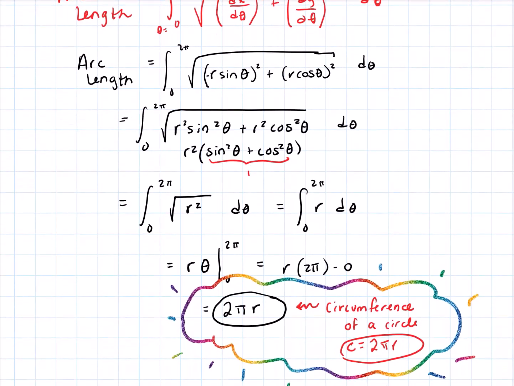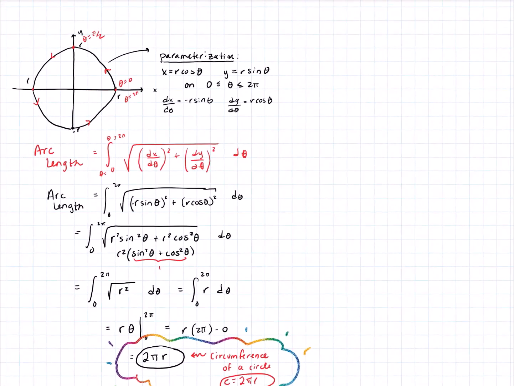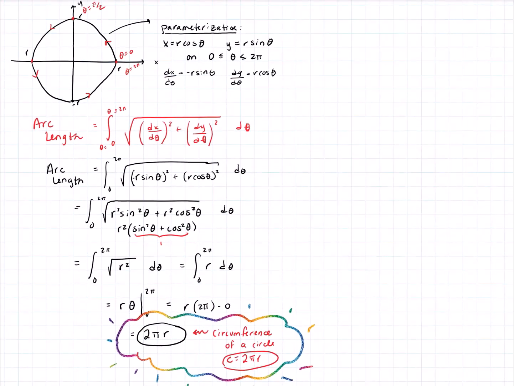Now I mentioned at the beginning that we do want to be careful. I'm going to go ahead and zoom out so we can get it all on the same page. I mentioned at the beginning that the formula dictates that you have to trace the curve one time as the parameter increases from alpha to beta, which is true in this case. We're tracing it out one time.